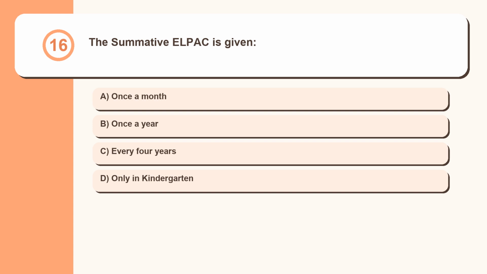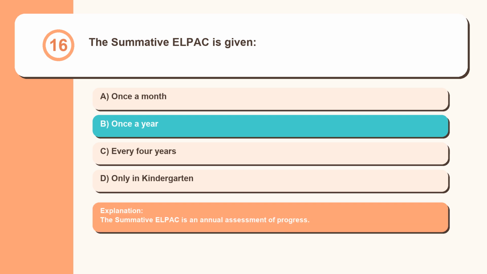Question 16. The summative ELPAC is given once a month, once a year, every 4 years, or only in kindergarten. The summative ELPAC is an annual assessment of progress.